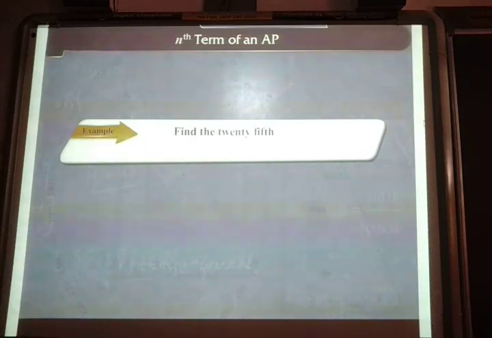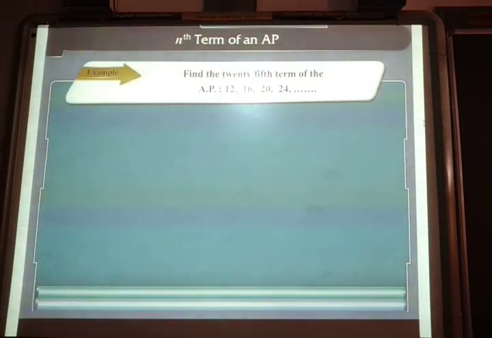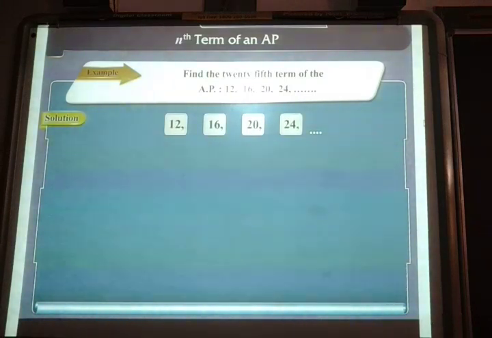Find the 25th term of the AP 12, 16, 20, 24 and so on. First, we have to find d from the AP. It is given that the first term T1 is equal to a is equal to 12. The second term T2 is 16. The third term T3 is 20. The fourth term T4 is 24 and so on. Therefore, the common difference d is T2 minus T1, which is 16 minus 12, which is 4.